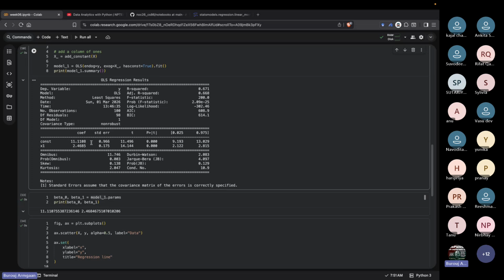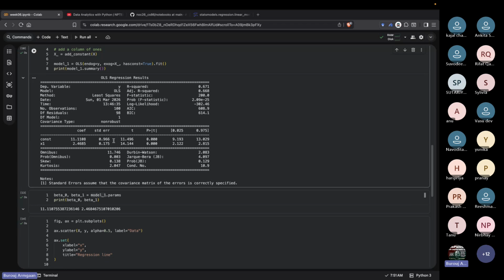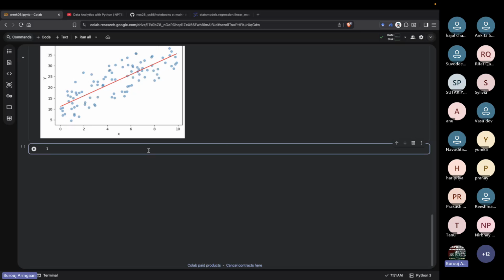Okay, so we notice that our T statistic for X1 essentially is this much, and its P value is 0, which is significantly less than 0.05. So you can safely reject the null hypothesis that your X1, that is your slope, is 0. There is definitely some linear correlation between the data. Similarly, you have your 95% confidence interval between 2.1 and this value. So it is not zero. Clearly, zero is outside this range. Okay. So can you identify these things manually and compare whether they match?